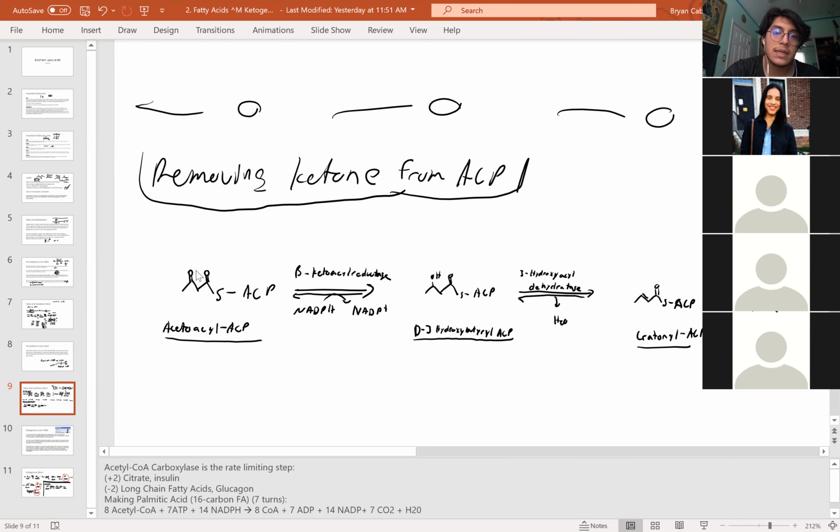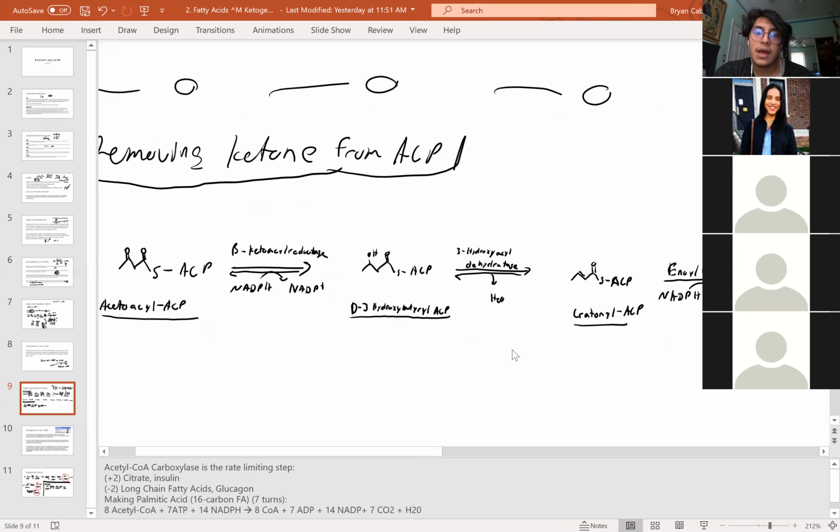So you're going to be using NADPH. Again, we're using NADPH for reductive power. So NADPH is not going to be used for the electron carrier, the electron transport chain. The NADPH is going to reduce this ketone to an alcohol group with the enzyme beta-ketoacyl reductase, producing your alcohol group here. After that, you're going to be using the enzyme 3-hydroxyacyl dehydrogenase to take your D-3-hydroxybutyryl ACP and remove a water molecule.